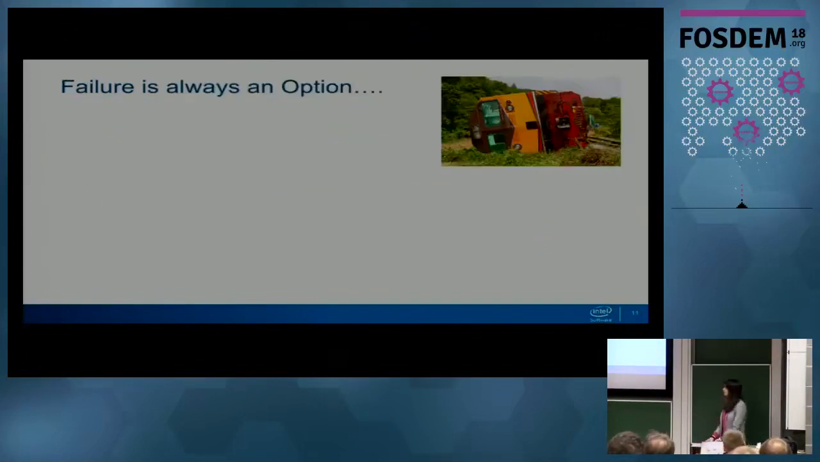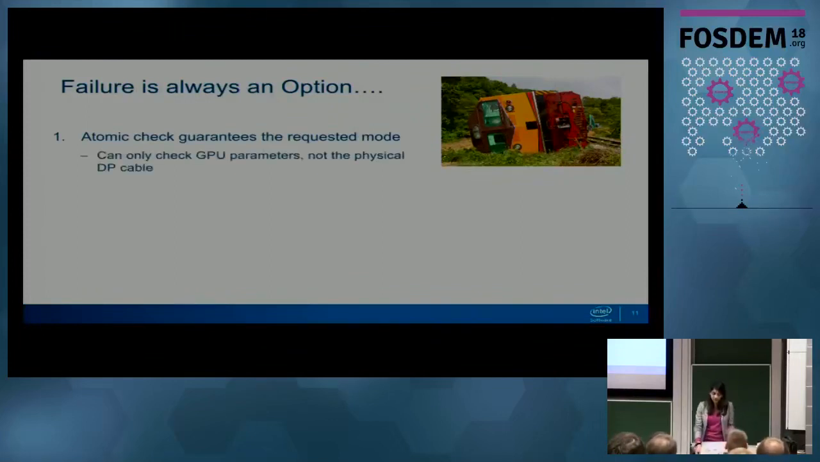So why was this needed? The basic loophole here in the atomic kernel mode setting was that the failure is always an option, and it was assumed that the atomic commit phase will always pass, and the mode was always guaranteed at that point. But with link training, when we are dealing with the actual hardware, it guarantees the requested mode, yes.